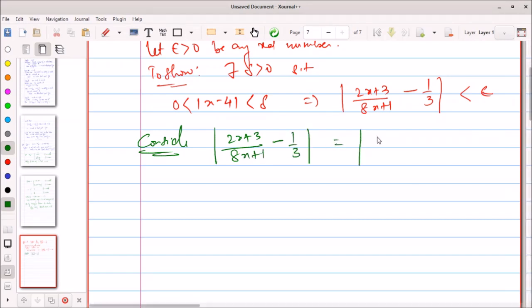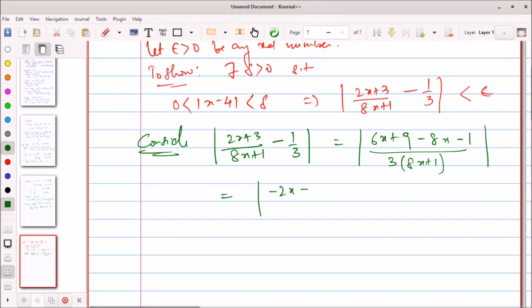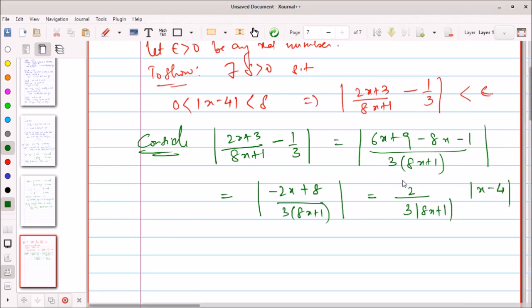So this I can express as (6x + 9 - (8x + 1)) upon 3 times (8x + 1). So this is equal to (-2x + 8) over 3 times (8x + 1). So this can be written as 2 by 3 times 1 upon (8x + 1) times (x - 4). So now I have to find some k such that this is less than k.